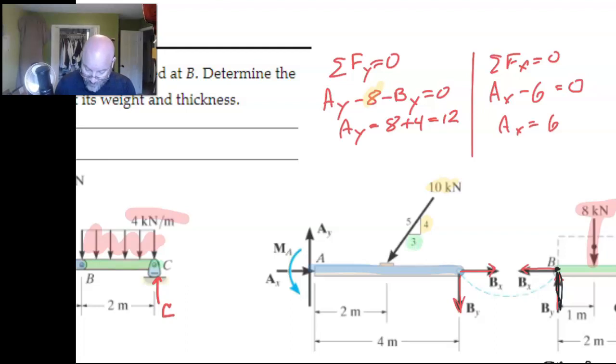I've got my 3/5 component. That's how I came up with the 6 there. Combined the 3/5 with the 10 to get the 6 there. Okay, so far so good.